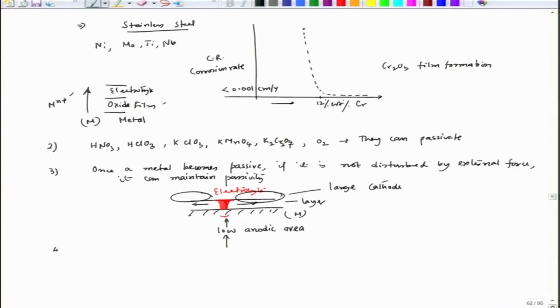There are few factors which can lead to passivation. One is temperature. Few factors, just to name few: temperature is an important aspect of passivation. In many cases at room temperature one metal may not be passive in a certain electrolyte, but if we reduce the temperature it can go into passive region.